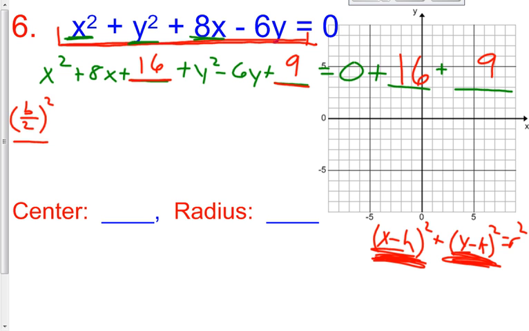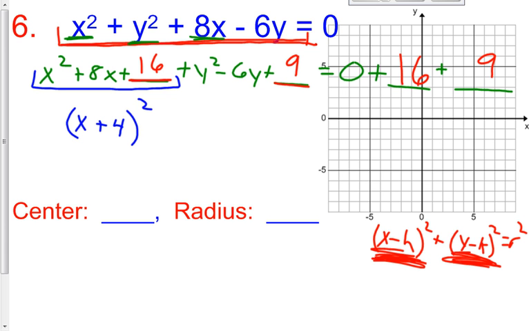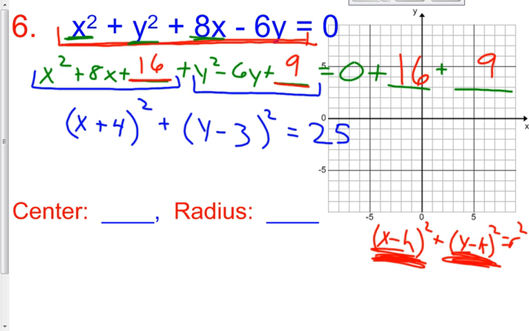Now, we got to make this part right here into a binomial squared. That's what completing the square does. So this is x plus 4 times x plus 4, or x plus 4 quantity squared. Same thing here. We got to make this into a binomial squared, which is y minus 3 quantity squared. That equals my right side, which is 16 plus 9 plus 0 is 25. And there we are, success!